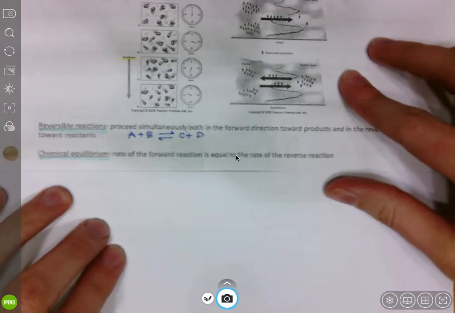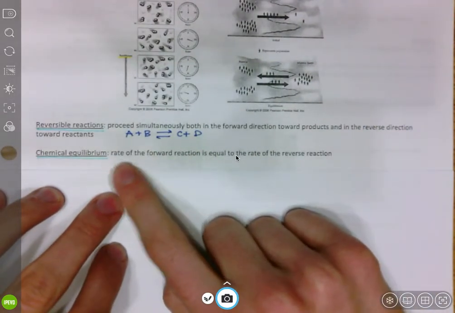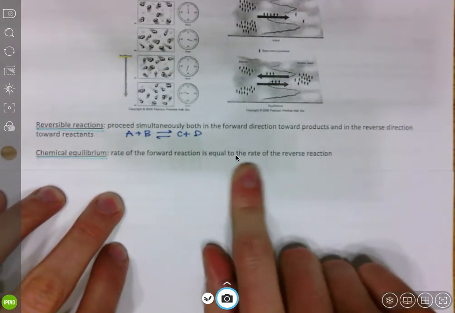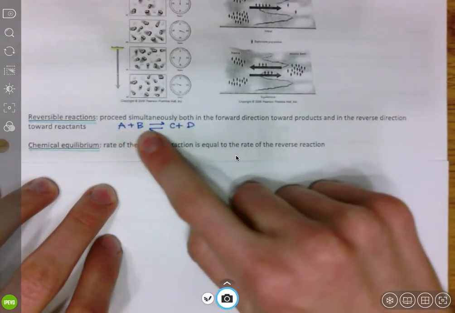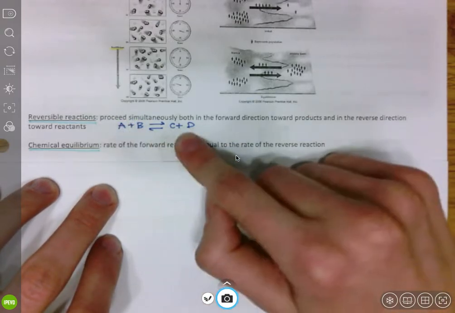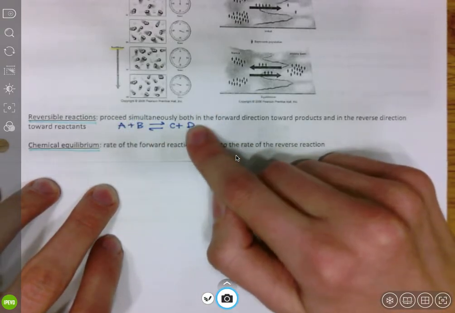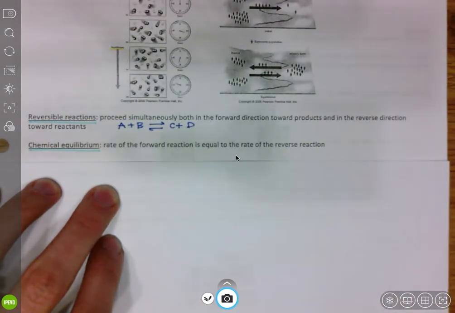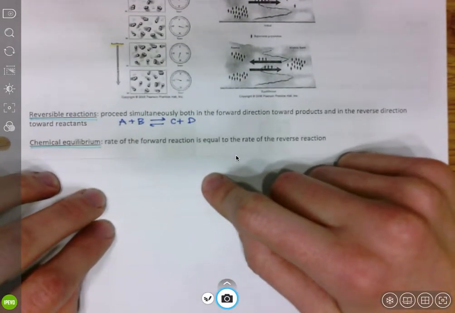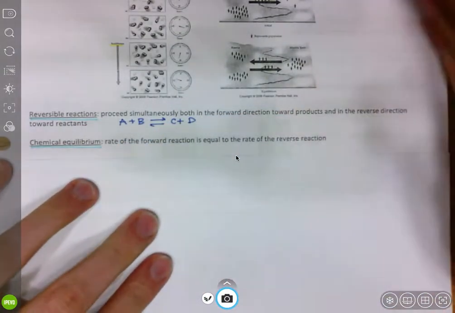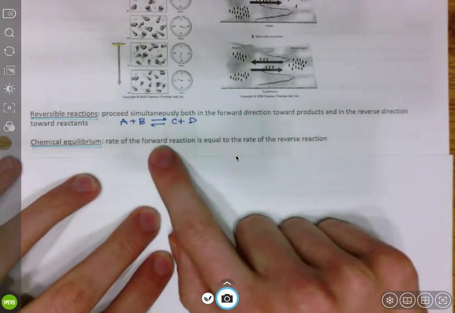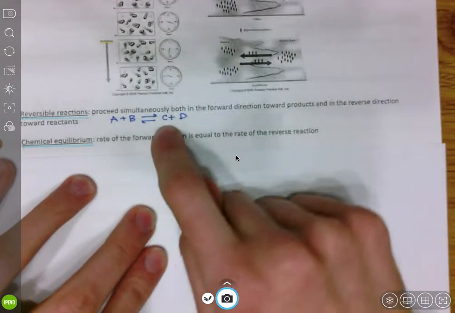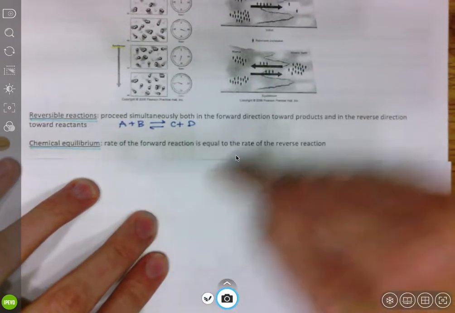Chemical equilibrium. So chemical equilibrium is when the rate of the forward reaction is equal to the rate of the reverse reaction. So we are moving in the forward direction, making products, and also going back towards the reactant side at the same rate. So both are still happening, but they're happening at the same rate, so the concentrations of neither are changing. Both are occurring at the same time. That is what chemical equilibrium means.